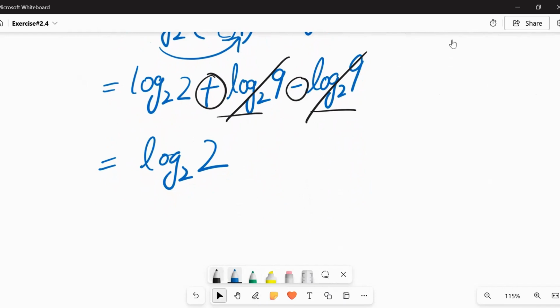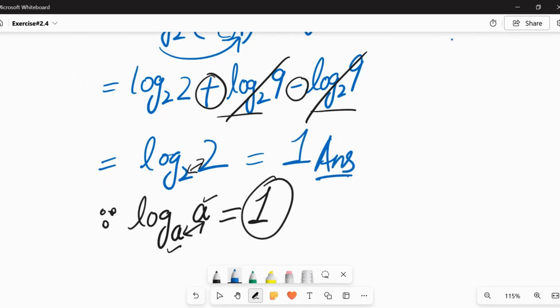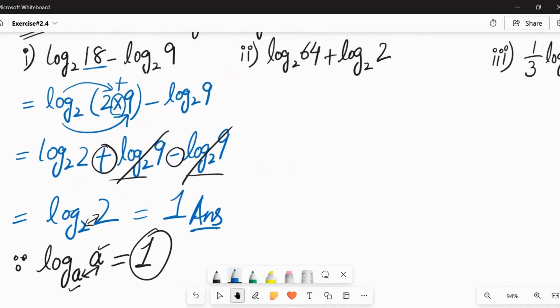Now here we'll use our knowledge, which says log with the same base and value is equal to 1. So if we have the same number in place of the base and in place of the value, we get 1. Now see, both are the same, so the answer will be 1. That's it. Easy. Now let's see part 2 of this question.